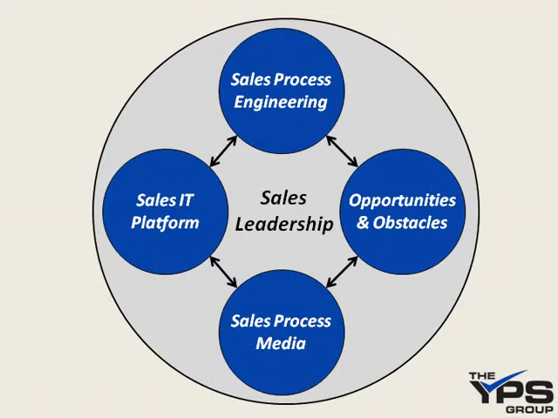1, the sales department is always staffed according to plan. 2, there is minimal, if not non-existent, turnover among the top 50% of performers. And 3, weak performers are coached up to at least average performance in 6 to 9 months or coached out of the organization. So those are the 5 key responsibilities of the 21st century sales leader. Sales process engineering, addressing opportunities and obstacles, sales process media, sales information technology, and leadership.